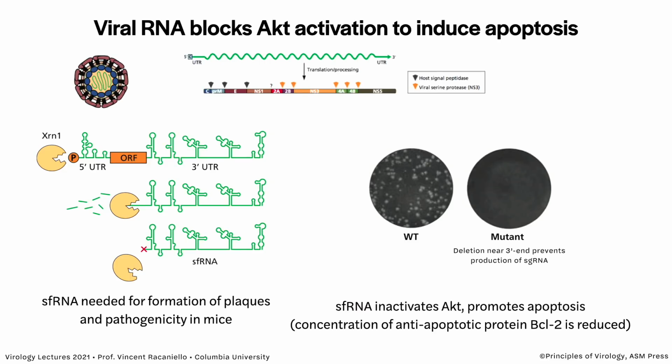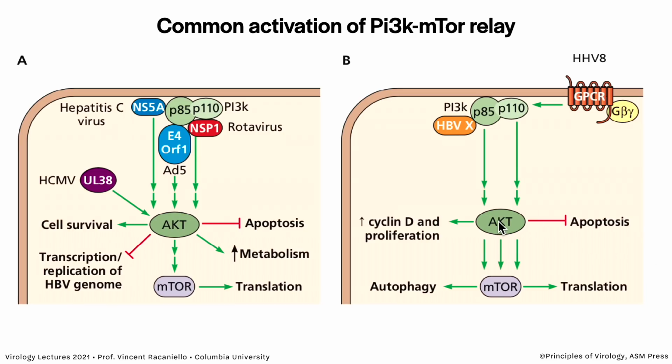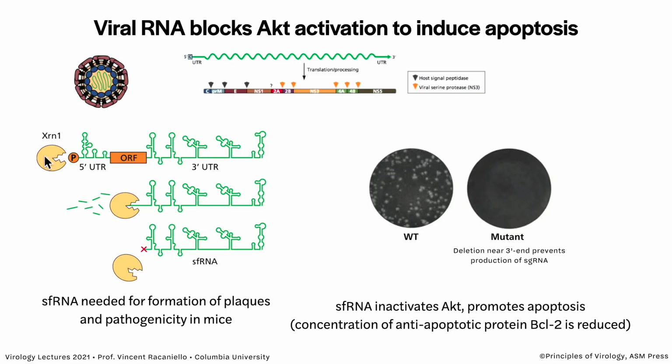Here's a really interesting one because it's an RNA virus. And this is a viral RNA that actually blocks AKT activation to induce apoptosis. So let's go back here. So normally AKT is involved with apoptosis, right? So AKT normally blocks apoptosis. So if you inhibit AKT, you get apoptosis. These are very confusing to look at. I'm sorry about that. So here we have a viral RNA.